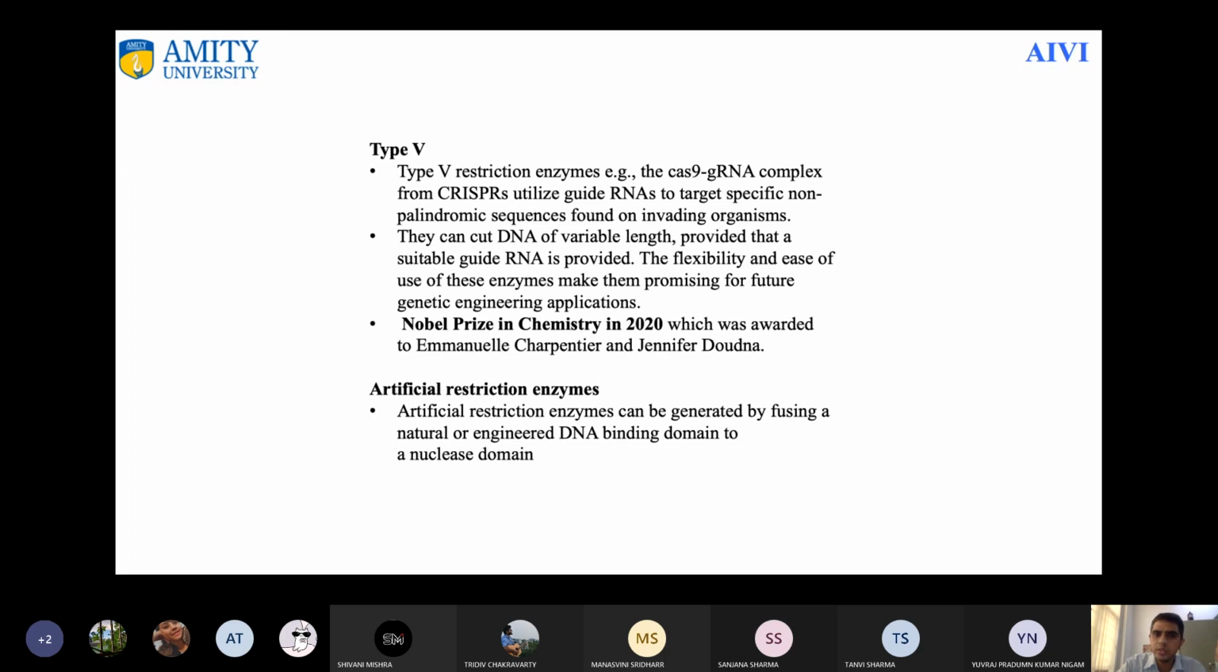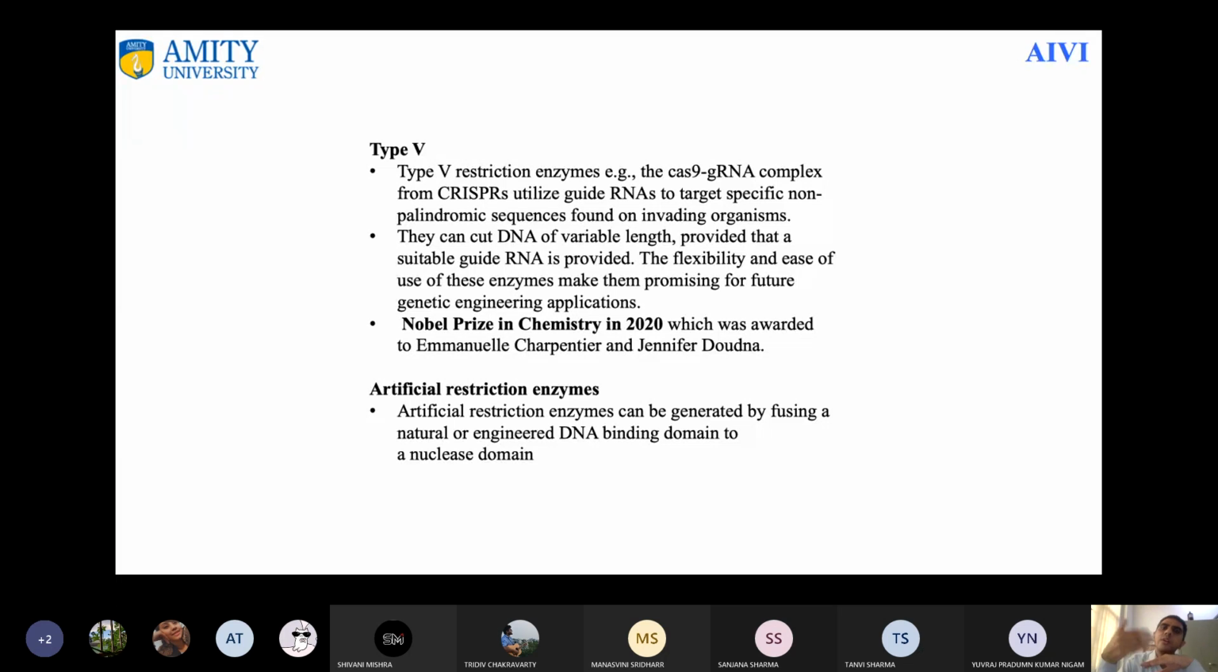Type 5 is also called the CRISPR-Cas9 system. They can cut DNA of variable length, depending on whatever sequence your guide RNA has. Cas9 is the endonuclease enzyme, and the guide RNA is your recognition sequence. Whatever the sequence present on this guide RNA, Cas9 will recognize it and produce the cut. This guide RNA has different motifs on it. One motif is for the recognition of Cas9, and the second motif is for the recognition of your DNA sequence.